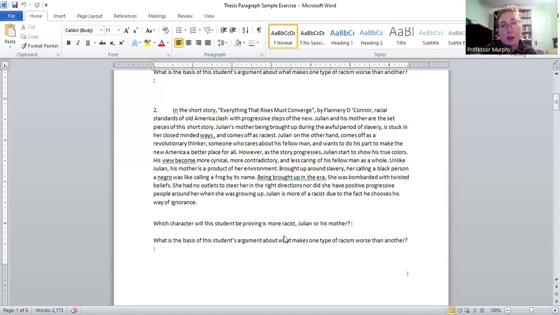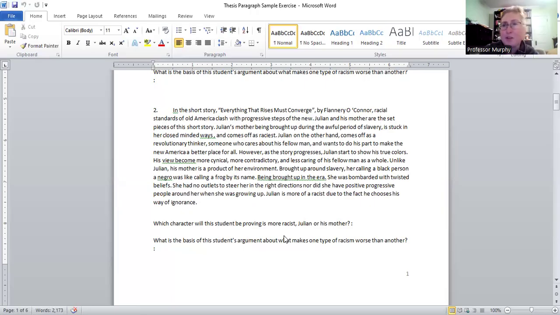We're saying, okay, which character is more racist? Julian. Why is that character's racism worse? Well, we see in that last sentence, he chooses his way of ignorance. That's actually a really interesting idea. That's really going to take me in a fun direction. Everything else here is just a waste of space. I would cross it off. I did cross it off for the student.